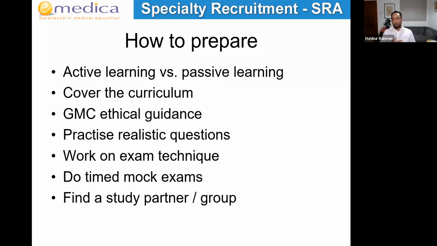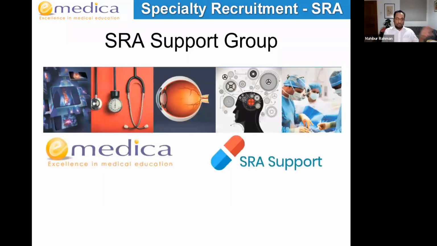Practice realistic questions. Many people have said ours are the closest to the real exam in terms of level, style, length, but also the screen layout. Work on exam technique. You can do that from doing the questions and at the course, and then do timed mocks. So we've got 3 full-time mocks for the clinical, a full-time mock for the SJT, and then find a study partner or group. And then we've just launched today. We've had a GP training support group for many years, okay?